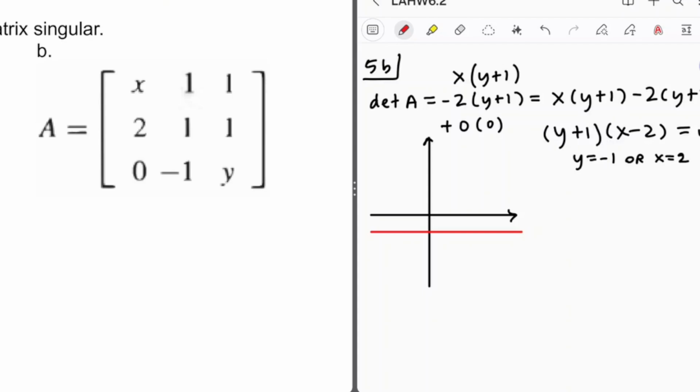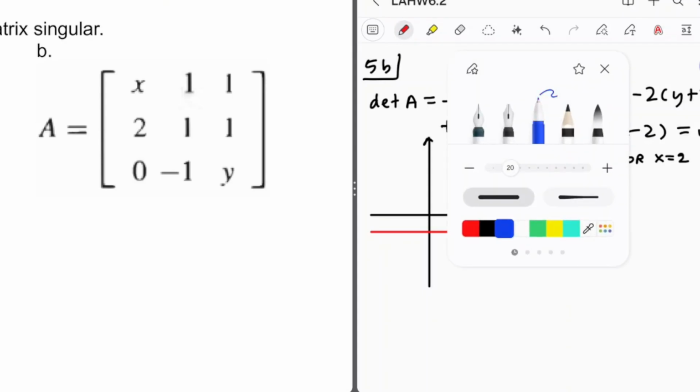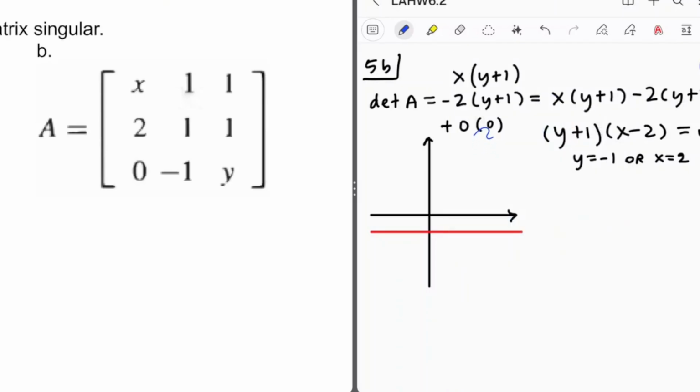All right, so y equals negative 1 down there. That is a horizontal line. And then I could draw x equals 2 over there. So anywhere on the red or blue line, these are ordered pairs that make the determinant equal to 0.